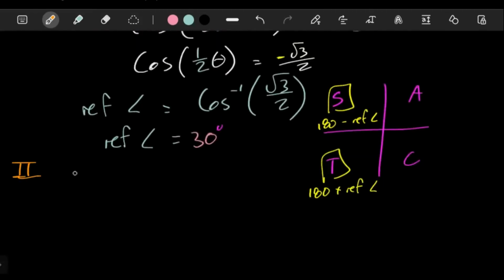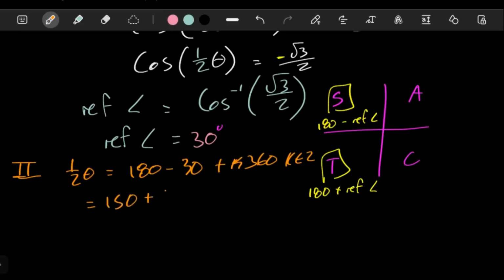Second quadrant, you're going to say this here is equal to 180 minus the reference angle plus K360, K is an element of integers. And then you're going to have here 180 minus 30, which is 150. 150 plus K360. And then for the other, 180 plus 30 plus K360, and you're going to say K is an element of integers.